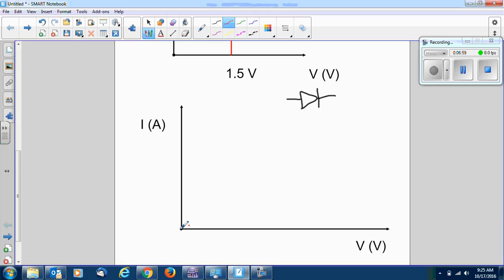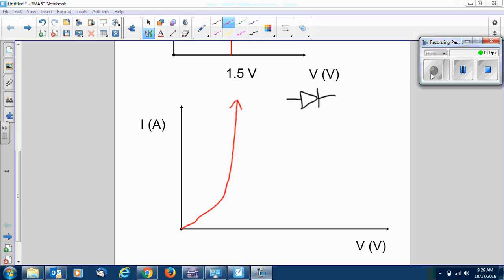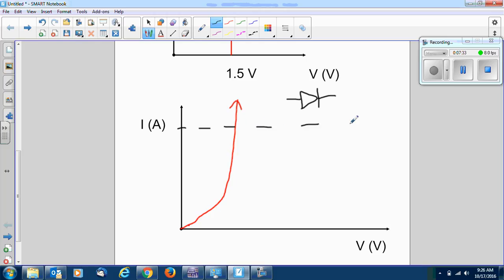So this is what I'm going to do first. Here's the graph of my LED. Now, as you can see, this graph is going up fairly quickly. The points that I'm mostly interested in here are the forward voltage and especially the forward current. The forward current is going to be somewhere over here. It's going to be around 20 milliamps.